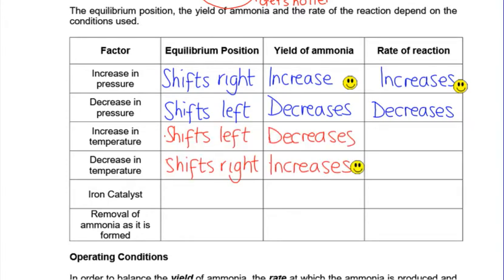So we should have got shifts left when we increase the temperature, in the endothermic direction to absorb the heat. And in order to get it to make more ammonia, we're going to have to decrease the temperature. So in order to get our smiley face, we have to decrease the temperature.